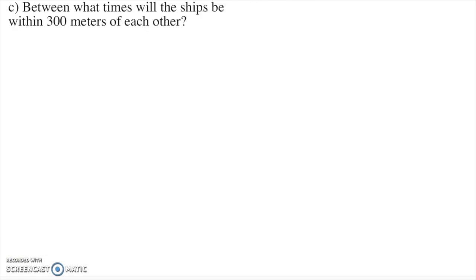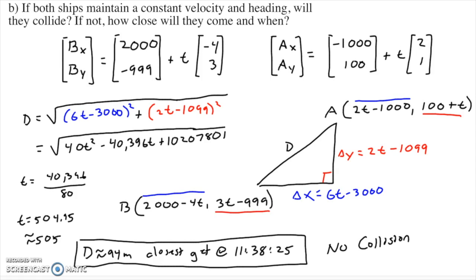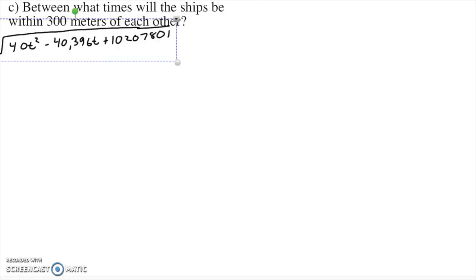Now we're going to go between what times will the ships be within 300 meters of each other? Okay, so in order to answer this question, we're actually going to use the work we did a moment ago. We already figured out over here an equation that tells us how far apart the ships are for any moment in time. So let's take that equation, carry it forward.